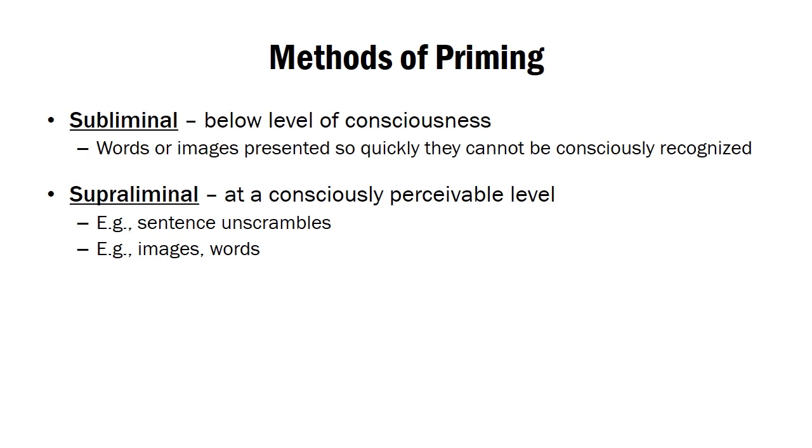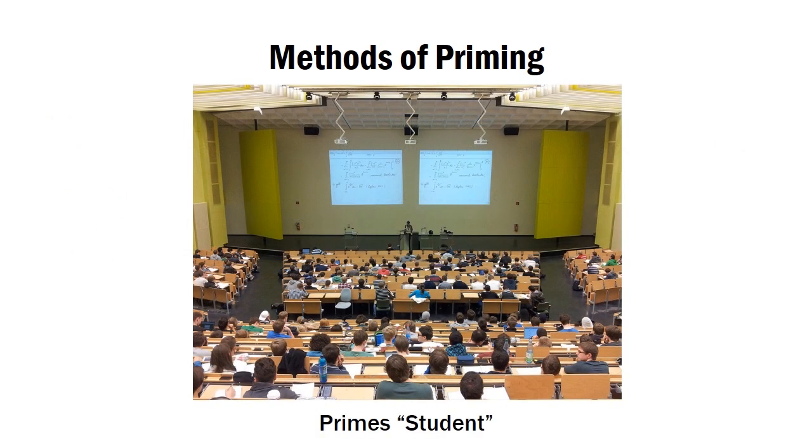As an example of a supraliminal prime, consider this. If you're in a large classroom with a lot of other students, that environment might prime your role as a student. We talked about how roles can have their own schemas. In this case, you might have your student role primed in this moment, which leads you to act in certain ways, think in certain ways, and process information in certain ways.